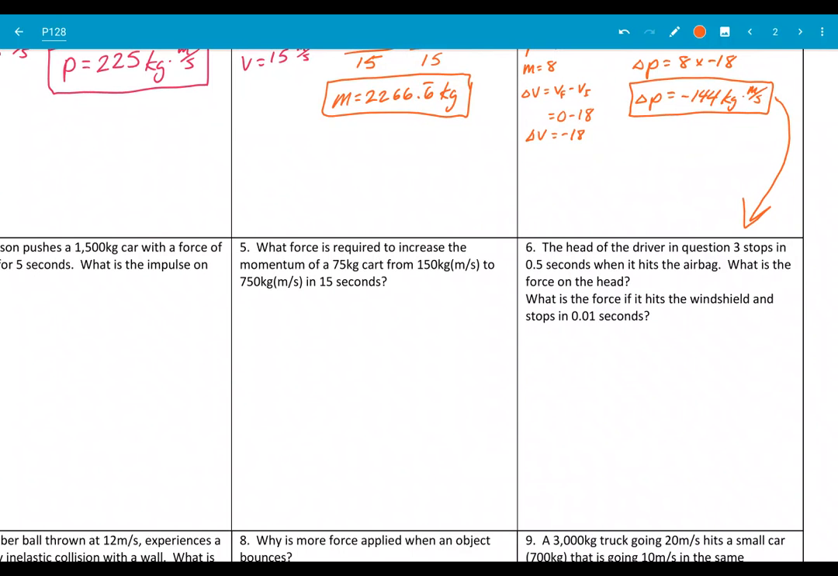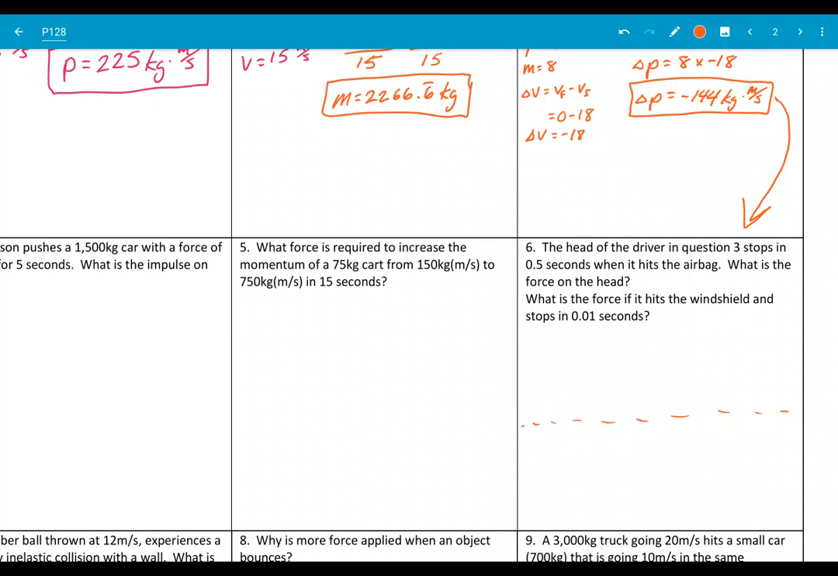Okay. So we're going to have 2 calculations here, because the next one says, what is the force if it hits the windshield and stops in 0.01 seconds, which is much faster, right? 100th of a second versus half of a second. That's a 50th of the time, and so that's going to require a lot more force. Anyways, so let's see here.